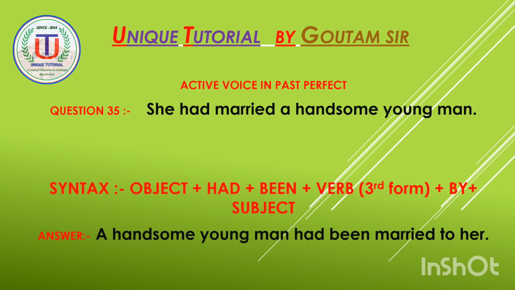Question number 35. She had married a handsome young man. The sentence is in active voice in past perfect. The syntax will be object plus had plus been plus verb third form plus subject. According to the structure, the answer will be: a handsome young man had been married to her.